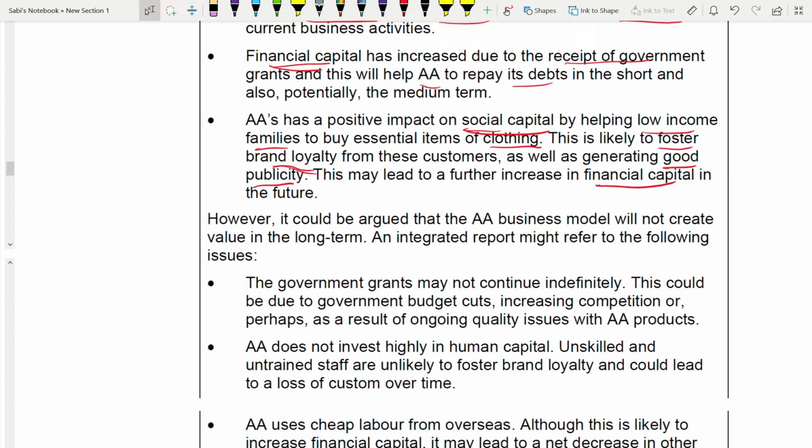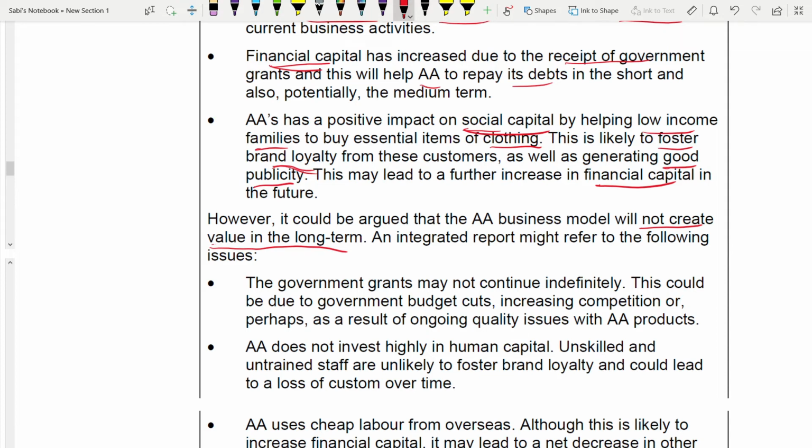Okay, so it could be argued that this business model will not create value in the long term. In the short term, profit is increasing, they are getting grants from government, they are investing in low income families, but what about in the long term? Is it sustainable? No, their business model is not sustainable. It will not create value in the long term. You have to mention this word value in your answer when it comes to integrated reporting, whether it's in the short, the middle, or the long term. In this case, in the long term, this business model will not create value.